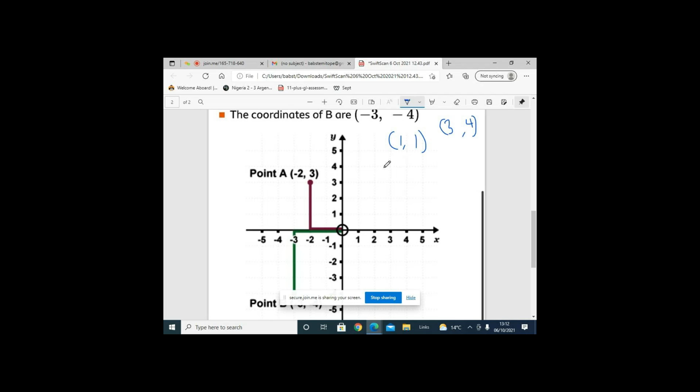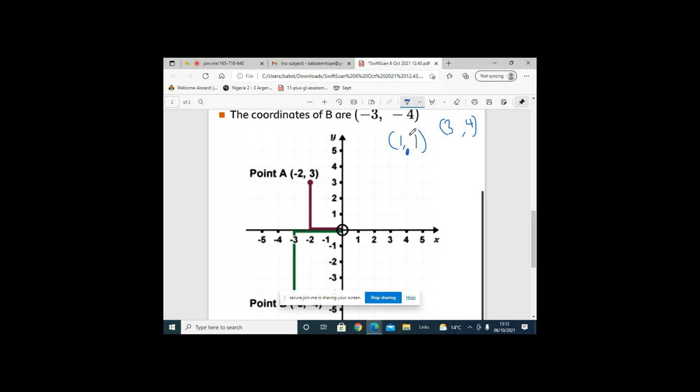Okay. I think it means I have to add 3 to 1, then 4 to 1. So 3 to 1 is 4. Then 4 to 1 is 5. So it's going to be 4, 5. Yes, well done. That's actually very smart.